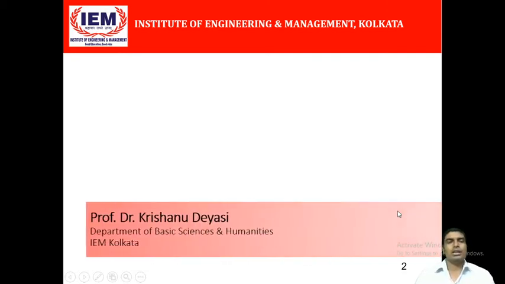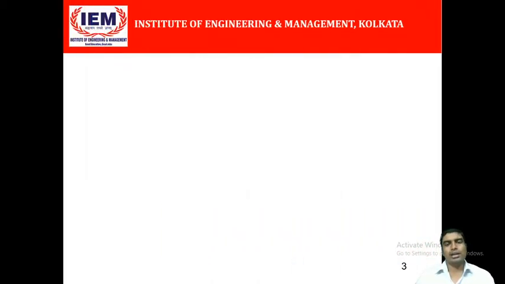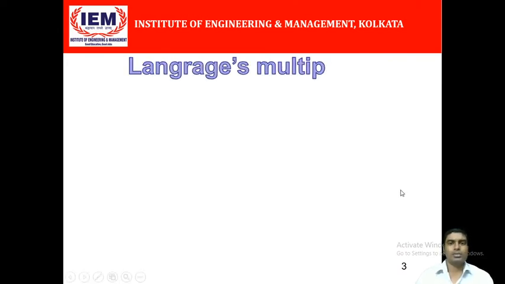So in this lecture I will talk about the Lagrange multiplier. This is one of the important parts of this multivariate chapter, and also one of the last parts of this multivariate topic. Now why is this Lagrange multiplier so important? Let's just understand this.